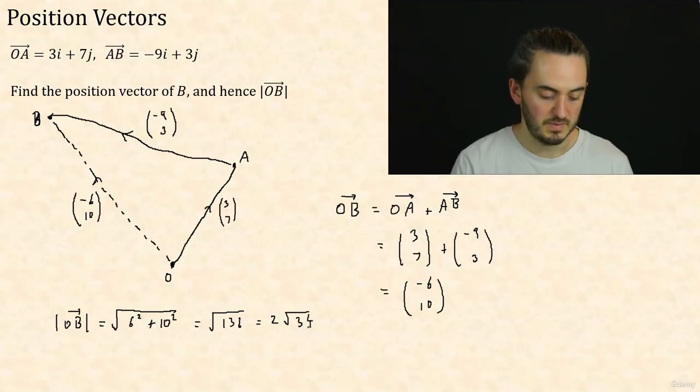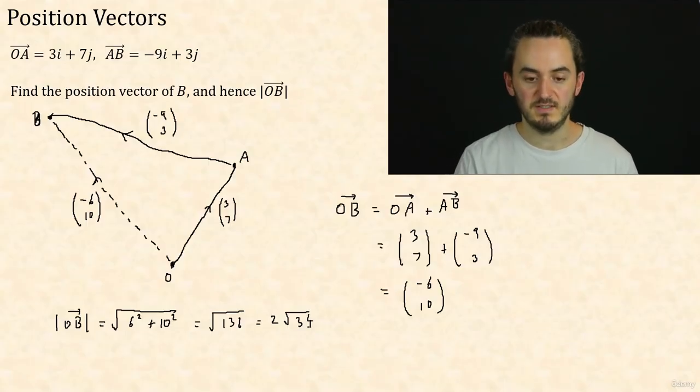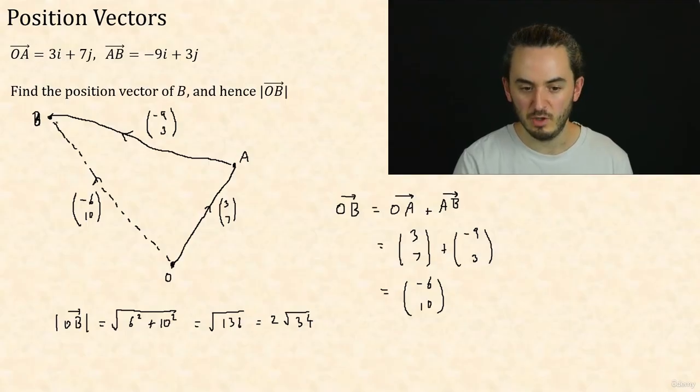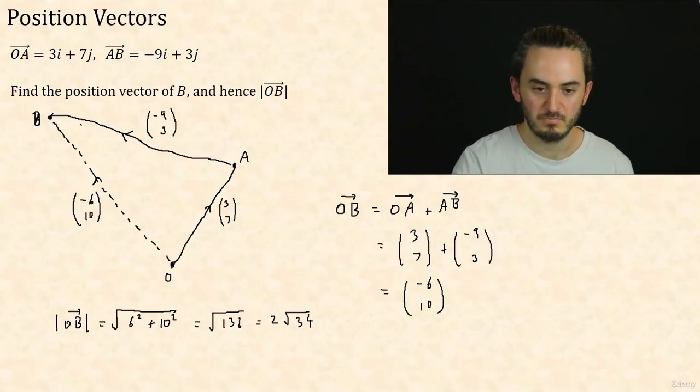So there's a kind of intro to what we mean by position vectors. A position vector is just the vector needed to get you from the origin to a certain place. And it's a little bit like coordinates. You can really think of that as meaning that B is at the coordinates minus 6, 10. That's a useful way of thinking about it.